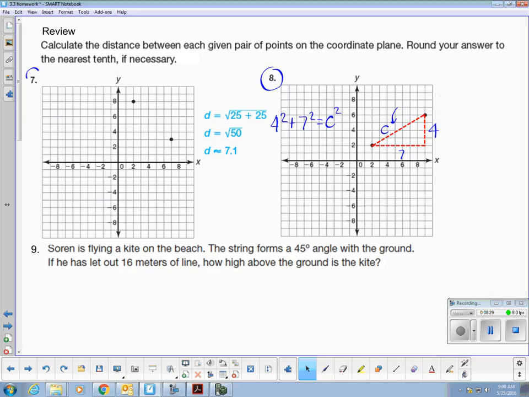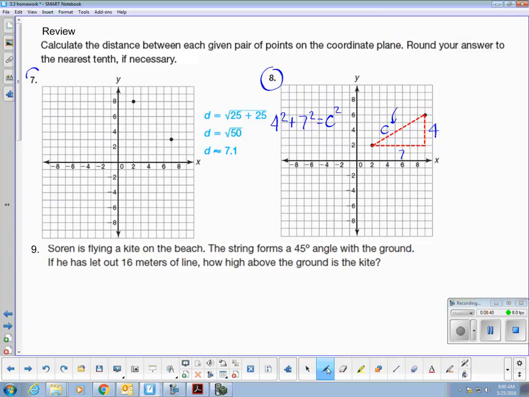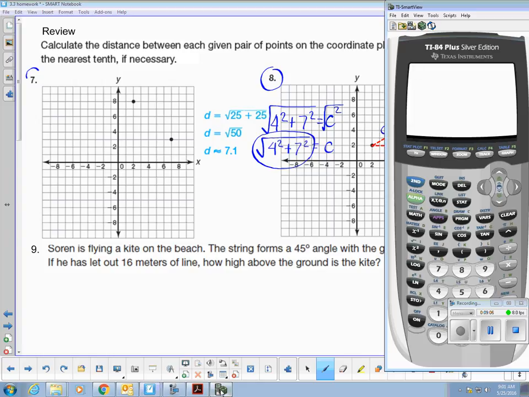I'm going to move this over here so I can pull up my calculator. In my calculator, I'm going to write the following equation. C is equal to the square root of 4 squared plus 7 squared. So when I want to solve for C, I take the square root of both sides. I take the square root of C squared, I get C. And then all I need to do now is enter all of this into my calculator to find the value of C. So let's take a look at how we do that.